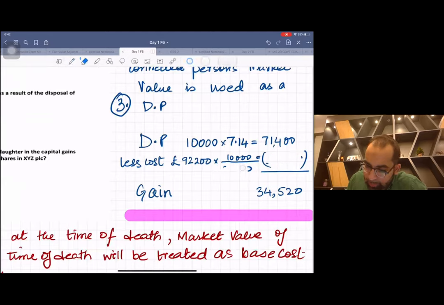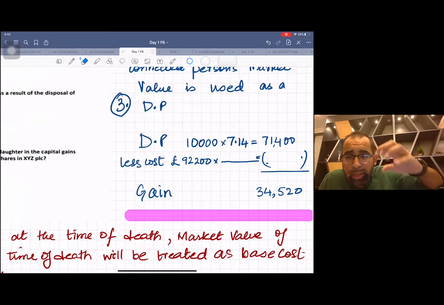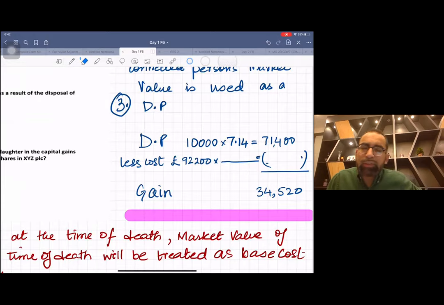Okay, so let's calculate the gain. Listen to me. He gave away 10,000 shares and the market value of one share is 7.14. So automatically DP is 71,400. Now, he just gave 10,000 shares, but he already had 25,000 shares. What is the base cost of 25,000 shares? It's 92,200. So what he will do: 92,200 divided by 25,000, multiply by 10,000.